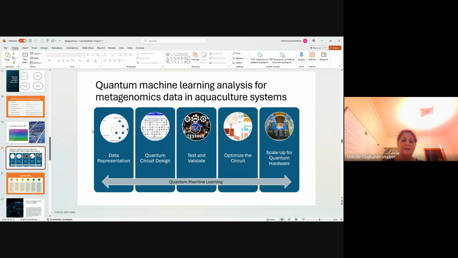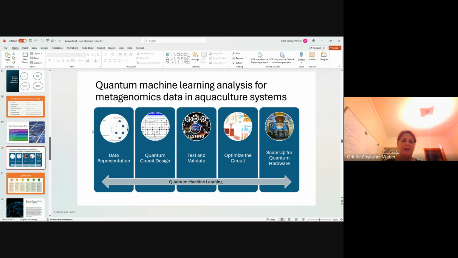Then we implement the quantum circuit using a quantum programming language or framework such as Qiskit or PennyLane. We write the code that defines the quantum operations, initializes the quantum register with the encoded data, and executes the circuit to analyze the metagenomic data.